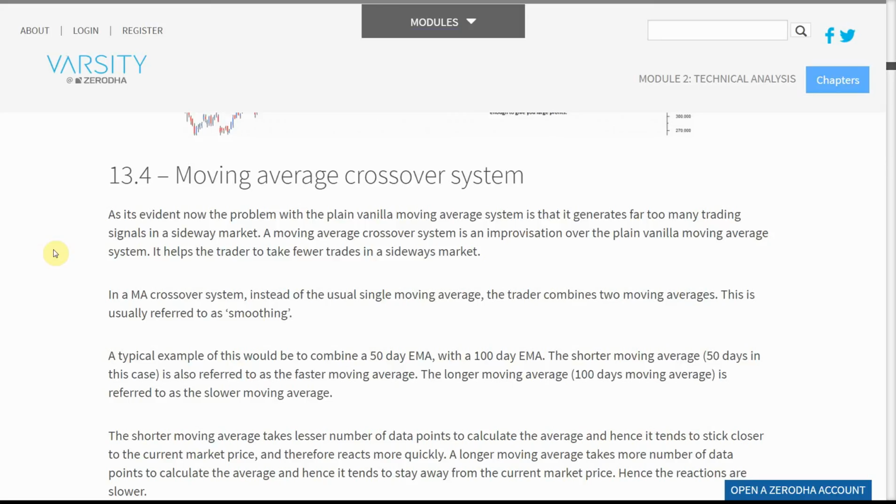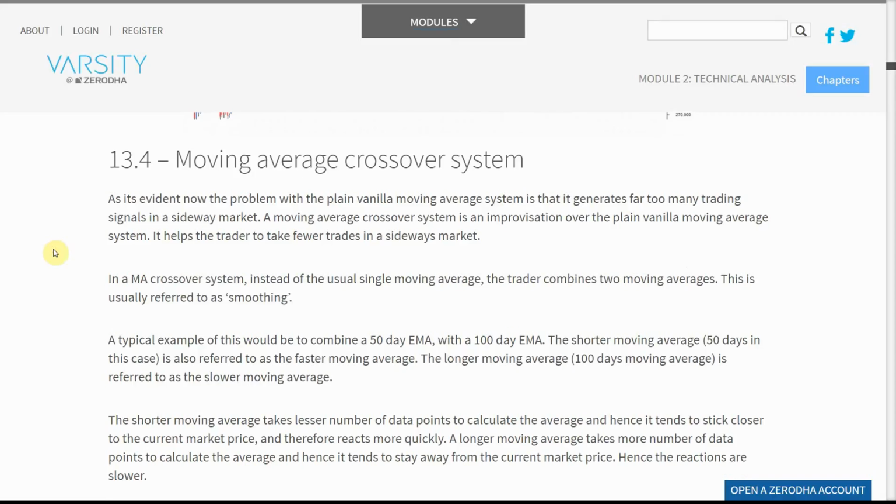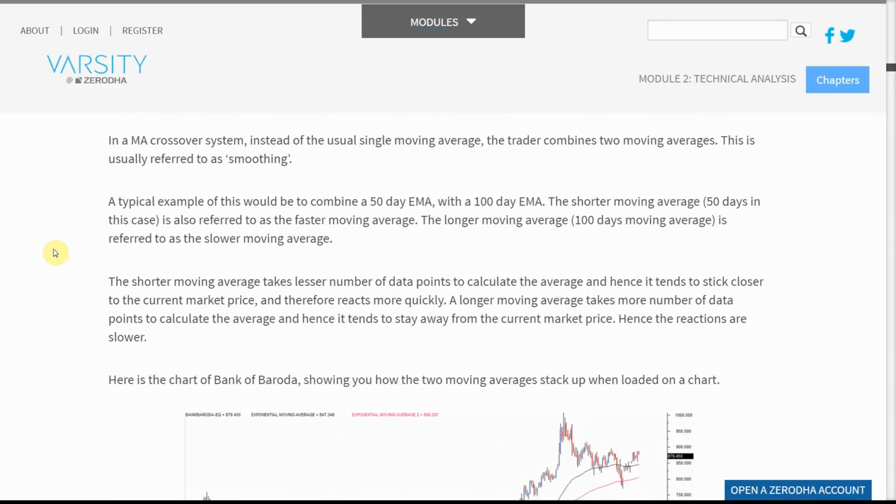In a MA crossover system, instead of the usual single moving average, the trader combines two moving averages. This is usually referred to as smoothing. A typical example of this would be to combine a 50-day MA with a 100-day MA. The shorter moving average, 50 days in this case, is also referred to as the faster moving average.